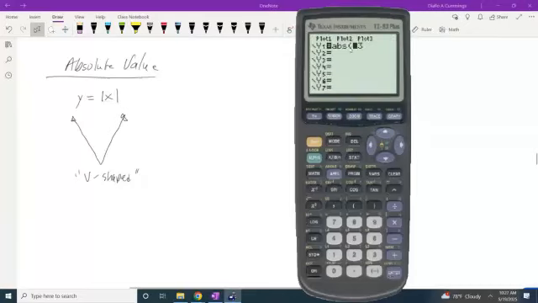ABS is short for absolute value. It's not going to give you the absolute value bars. It's going to give you a parenthesis, which alludes to the absolute value bar. So if I put in an x, close off my absolute value, and now if we graph, you notice it produces a V-shaped graph.